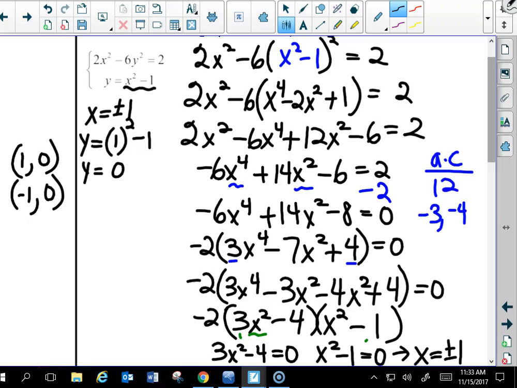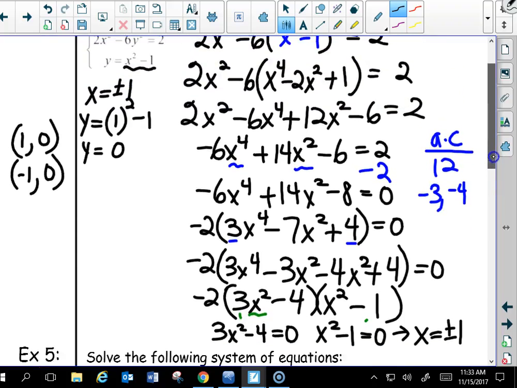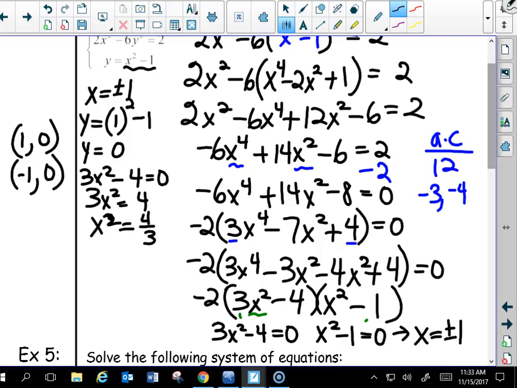And now we're going to use that last factor, 3x squared minus 4, to find the last two solutions. Okay, I'm going to add 4 to both sides, and then divide by 3. So when I take the square root, and also remember plus or minus for our two solutions, I get x equals plus or minus the square root of 4/3.